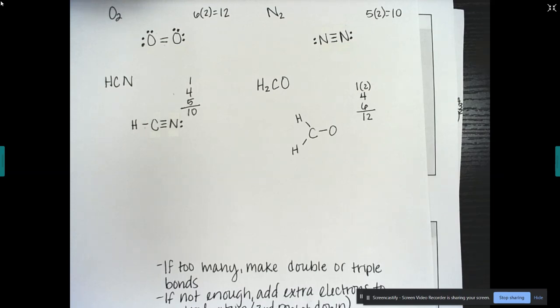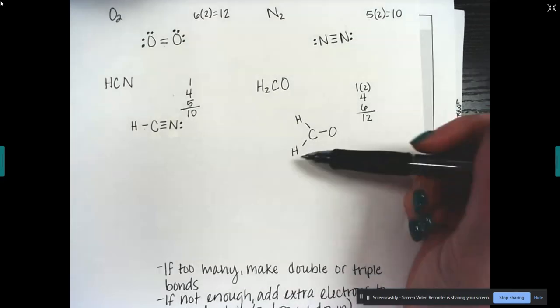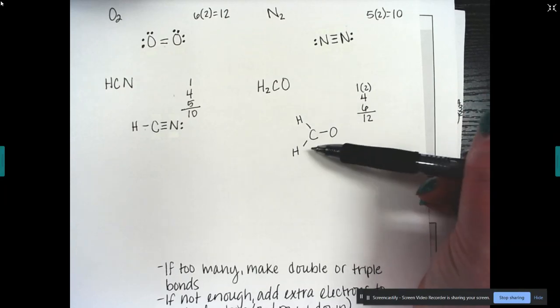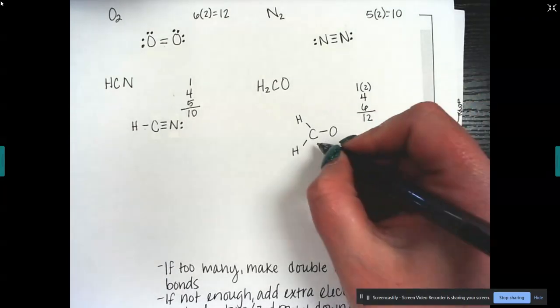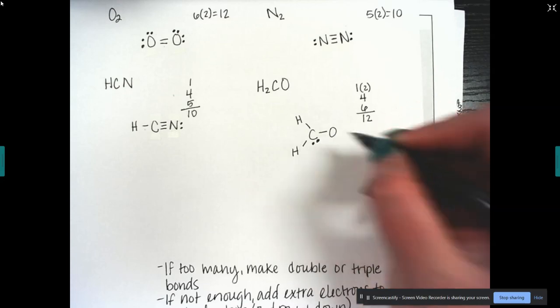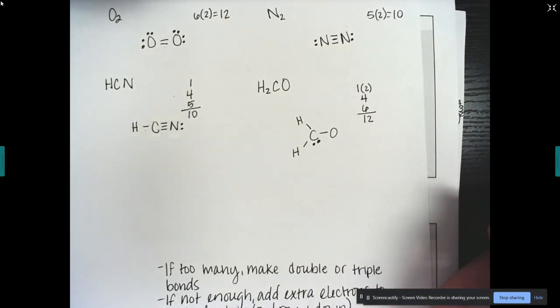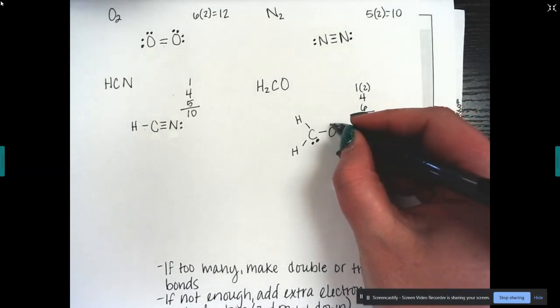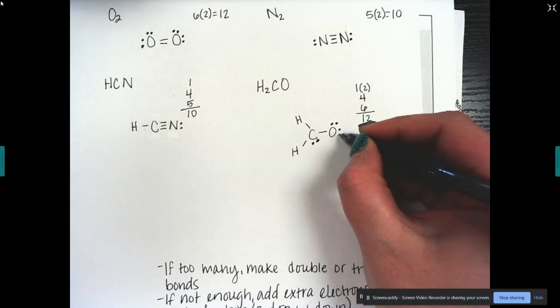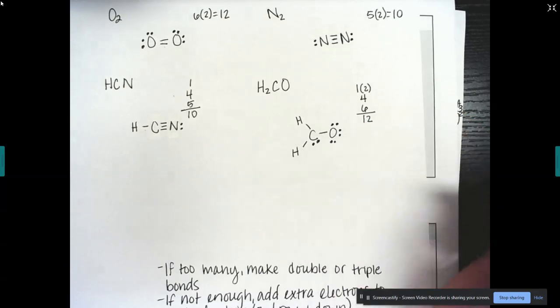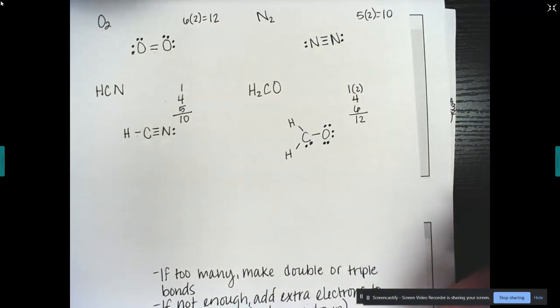All right. So now we need to add dots. Do we add any to hydrogens? No. Nope. So let's look at carbon. How many does it have around it right now? 6. So I need another pair of dots somewhere that you don't have a bond drawn. And then how many does the oxygen have around it? Only 2 right now, so I need 6 more to get to 8. So we're going to add 3 more pairs of dots.